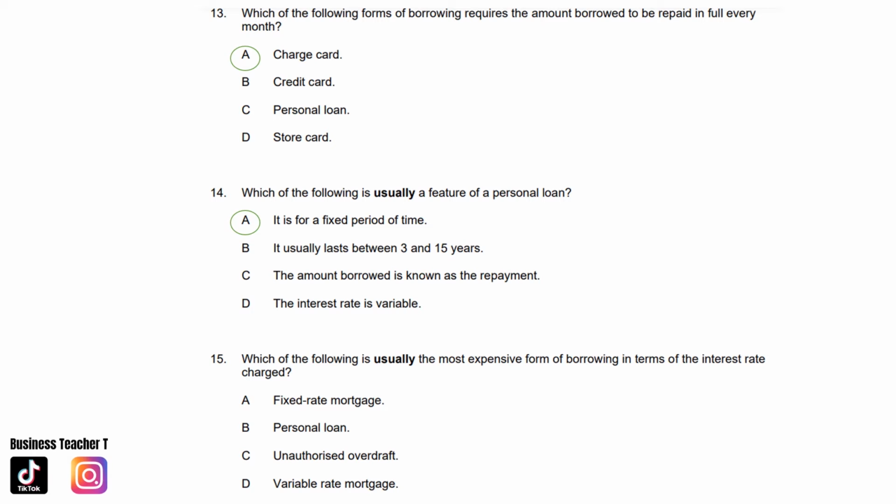Question 15. Which of the following is usually the most expensive form of borrowing in terms of the interest rate charged? Is it A, fixed rate mortgage, B, personal loan, C, unauthorized overdraft, or D, a variable rate mortgage? And the answer is C, unauthorized overdraft.